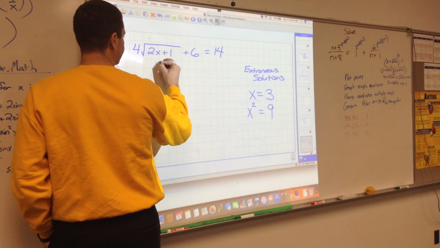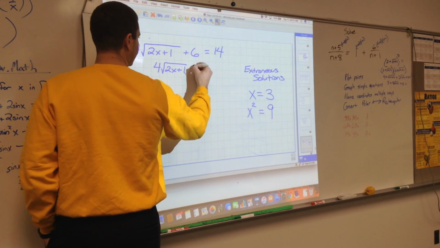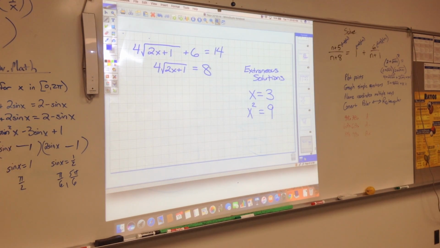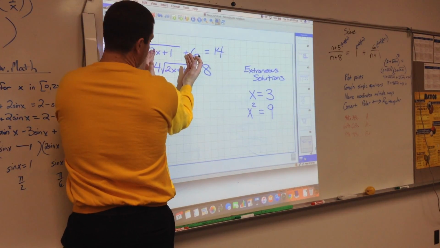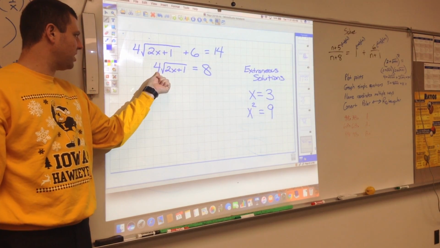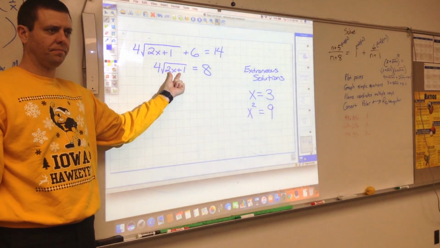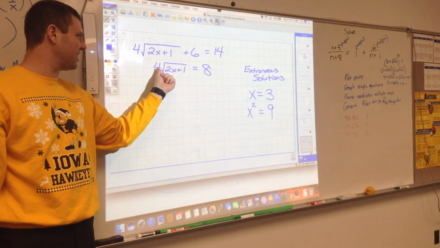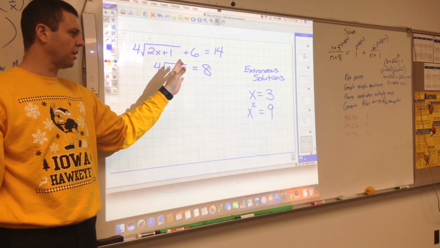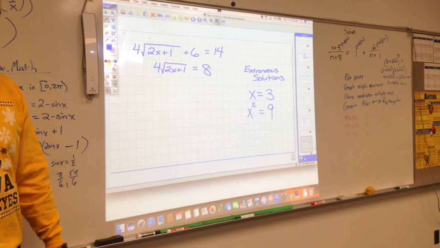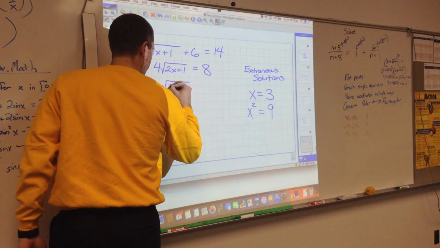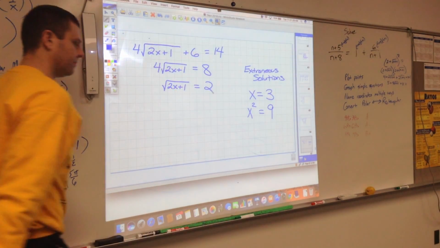Let's subtract 6. Divide by 4. I would divide by 4. The only time I wouldn't divide by 4 right now is if dividing by 4 gave me an awful fraction that I didn't want to deal with. Squaring this is not that bad. If I square this, I would get 16 times 2x plus 1. Not terrible. But I like to divide by 4 right now because 8 divided by 4 is just a nice simple number, right? So square root of 2x plus 1 equals 2.